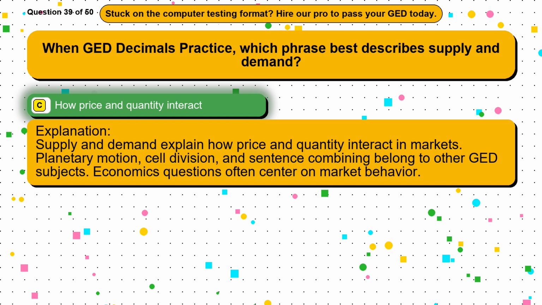Supply and demand explain how price and quantity interact in markets. Planetary motion, cell division, and sentence combining belong to other GED subjects. Economics questions often center on market behavior.